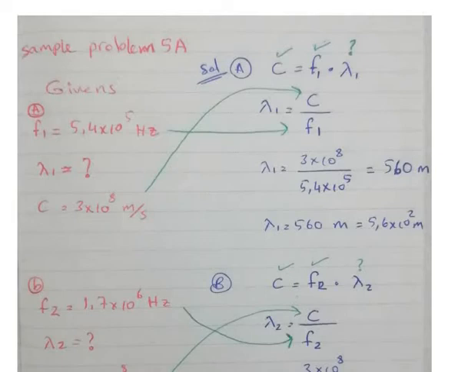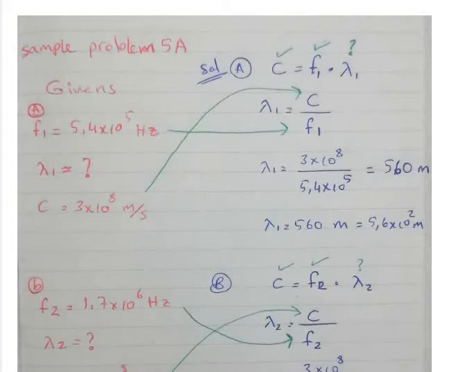Now let's get to sample problem 5a, page 112 in your book. The question says the AM radio band extends from 5.4 times 10 to the power 5 Hertz to 1.7 times 10 to the power 6 Hertz. So the givens here are two parts.